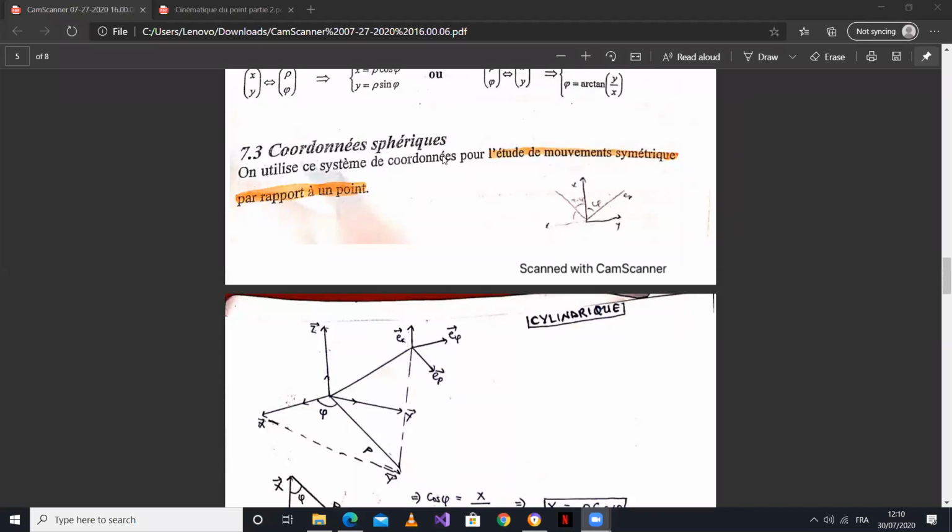Yesterday I told you that we use cylindrical coordinates for movements that are symmetric with respect to an axis. As we saw yesterday, the z-axis was the axis of symmetry. So if a point has a movement around that axis, it makes a cylindrical movement. The difference with what we will be looking at today is that this time, the symmetry is around a point, as in the case of a sphere. A sphere has symmetry at its center.